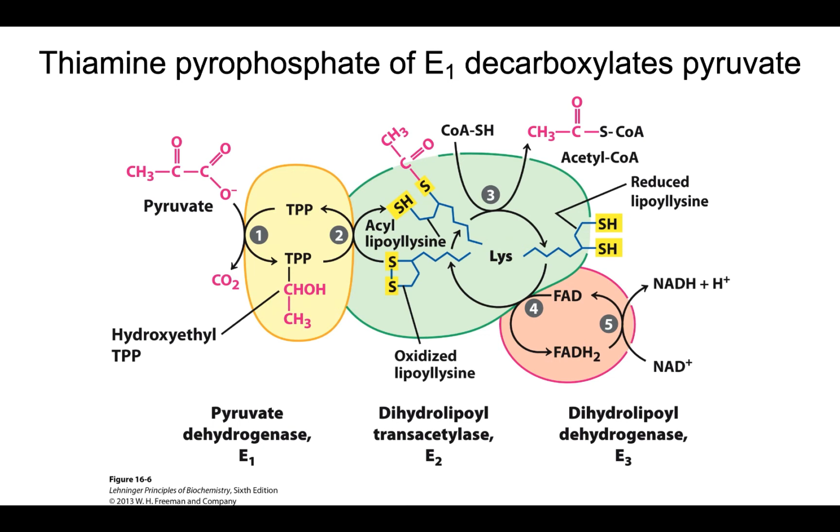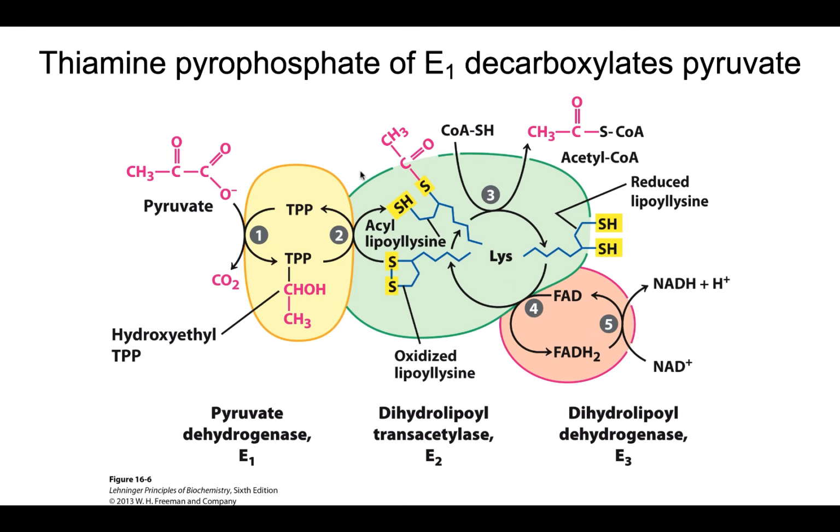Okay, so let's start at the start. Here are our 3 enzymes. This is E1 in yellow, this is E2 in green, and this is E3 in red. And then we're going to go through steps 1, 2, 3, 4, and 5.